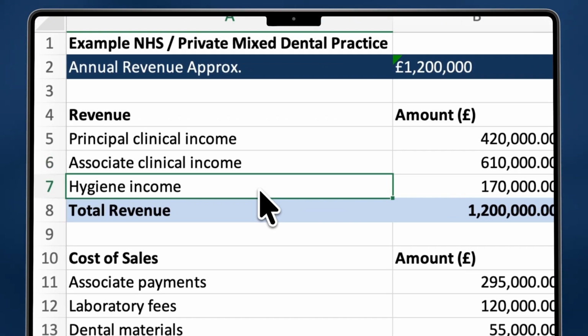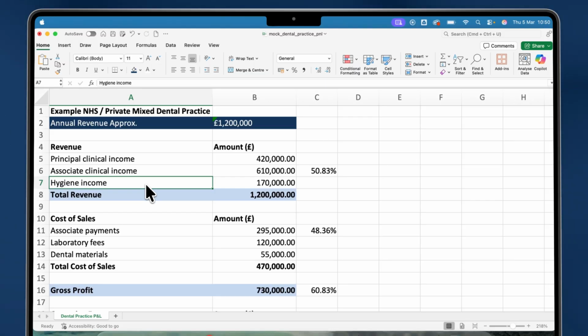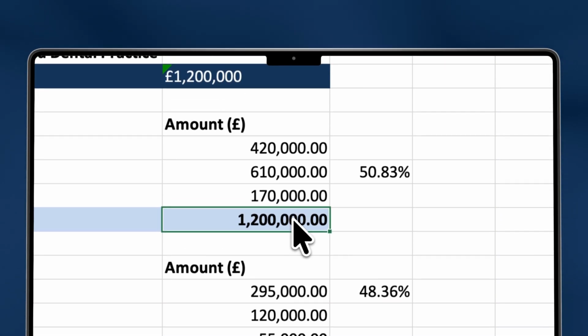Going further down, hygiene income, also pay attention to these numbers, because this provides me with an idea of how prevention and ongoing care is integrated into your practice. So you see, by just looking at these few numbers, I've already started building a picture of what your practice looks like and how it is structured.